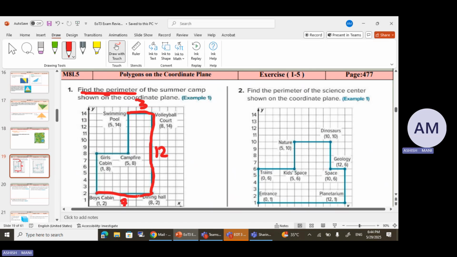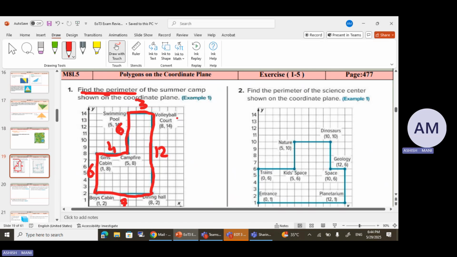Or you can subtract the x-coordinates or y-coordinates. Here I find 1, 2, 3, 4, 5, 6. This will be 6. Here you find 1, 2, 3, 4. And this also, 1, 2, 3, 4, 5, 6, so 6.